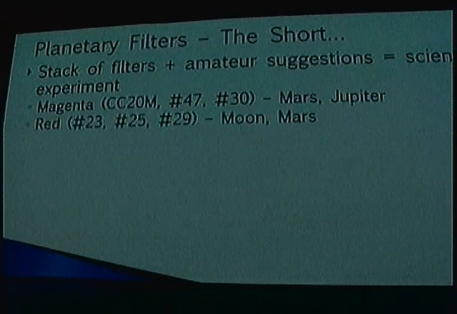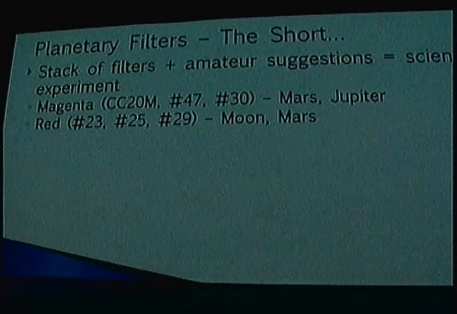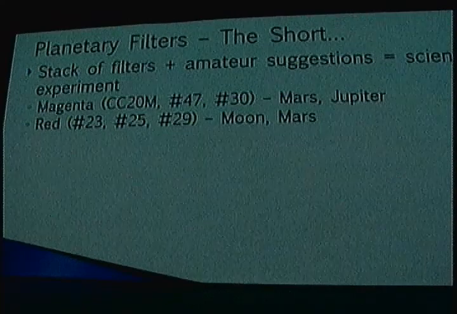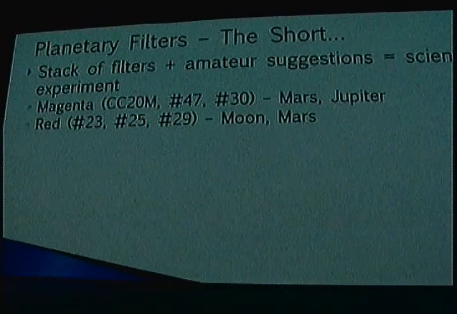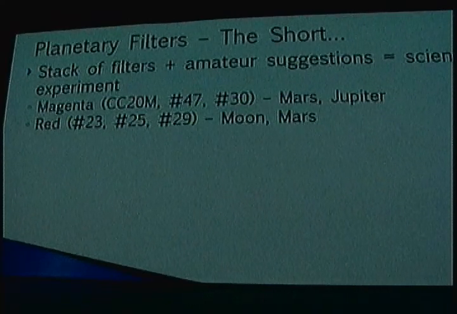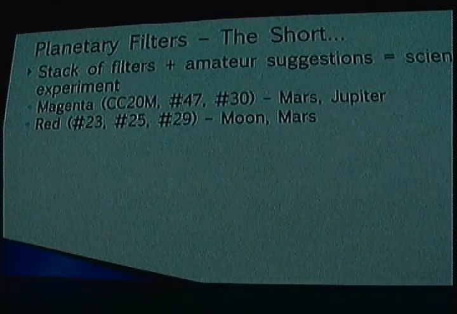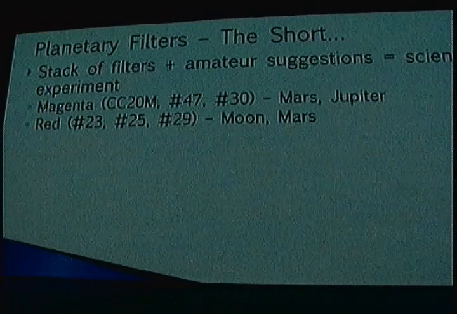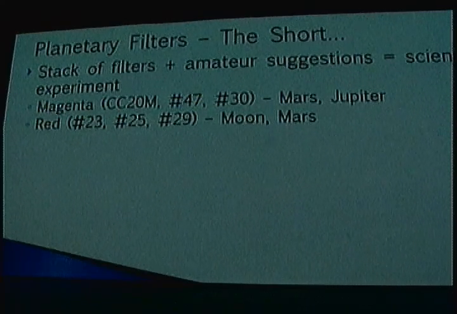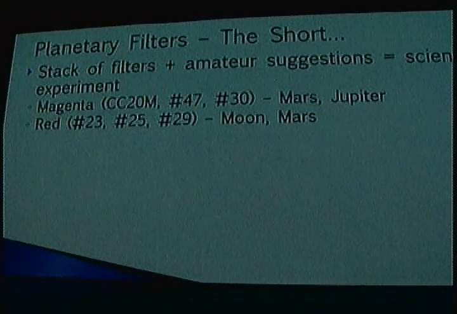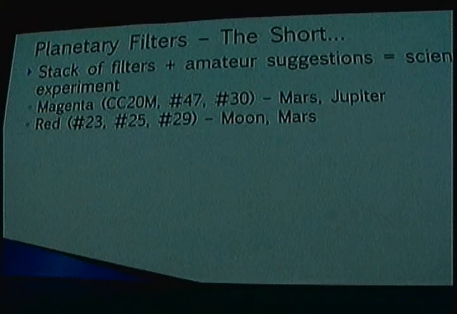Another class of filters that were very handy were red filters. Number 23, number 20, 25, and 29 are the most common ones that you'll find. Now, I found them useful on the Moon and Mars. It really helped to improve the contrast on the surface, and it also helped to settle down the atmospheric seeing. Now, the only problem with these filters is, with the naked eye, they are pretty dark. And I'll talk a little bit more about that later.